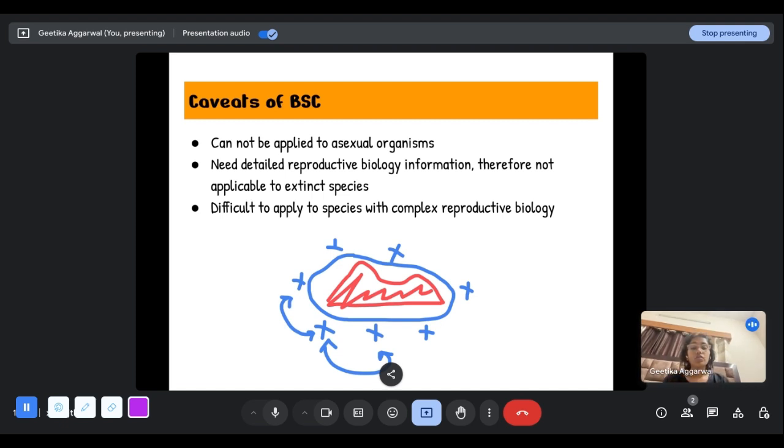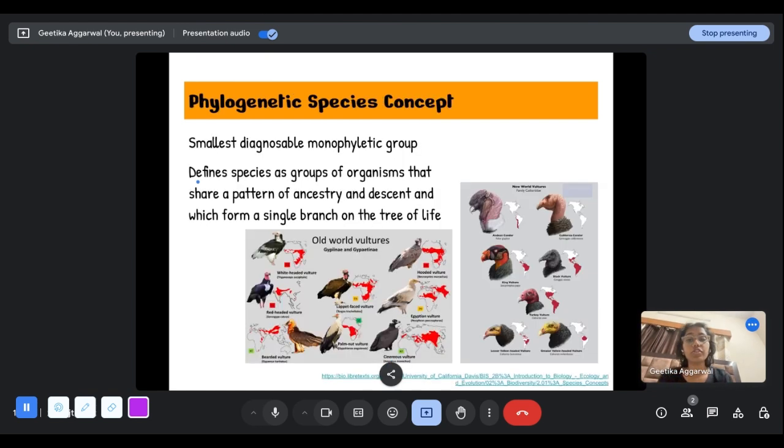So as I was saying, for the biological species concept, it's difficult to apply it to species with complex reproductive biology. And a ring species is a species in which the populations of the species are present all around a geographic barrier. But the adjacent populations can interbreed, while the populations at the very far ends actually cannot interbreed with each other, and it leads to a gradual change into speciation.